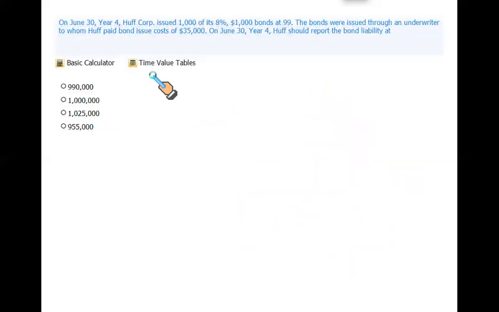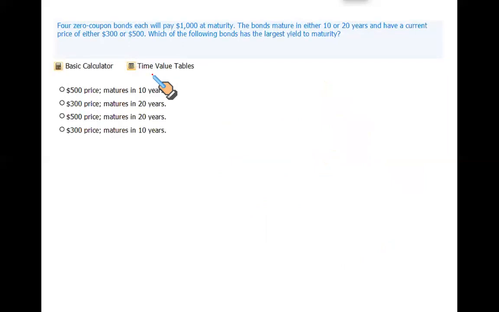Okay, now this is a good one. This is a good question. 4 zero coupon bonds each will pay 1,000 at maturity. The bonds mature in either 10 or 20 years and have a current price of either 300 or 500. So there are two bonds, or given here 4 bonds, each has a maturity price of $1,000. The bond either matures in 10 years or 20 years and has a current market price of either 300 or 500.